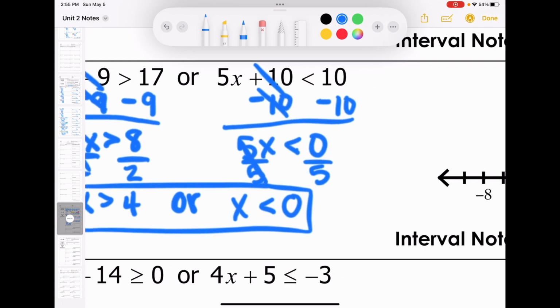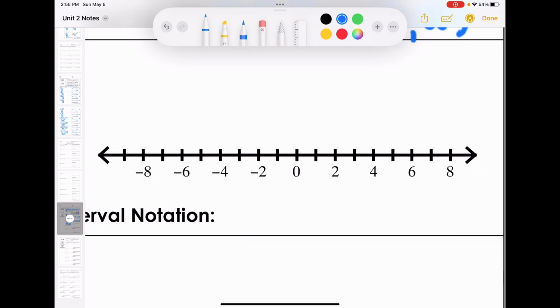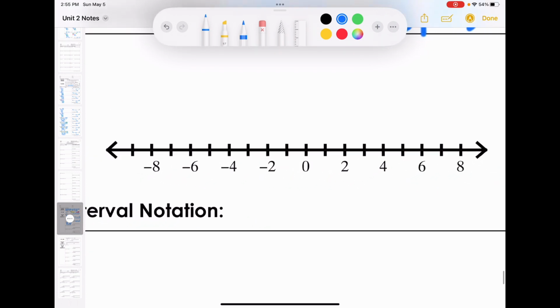So now we're going to graph these on the number line. So my first one, x is greater than 4, so I'm going to have an open circle on 4, and since it's greater than, I'm going to shade to the right. And then x is less than 0, so I'm going to have an open circle on 0 and shade to the left.